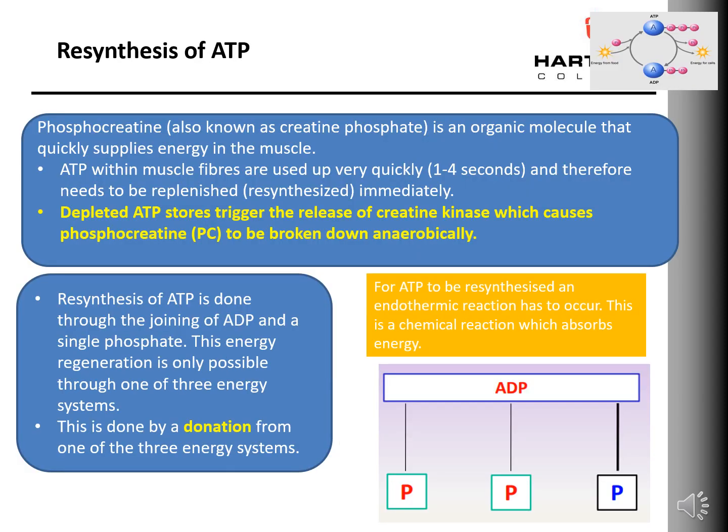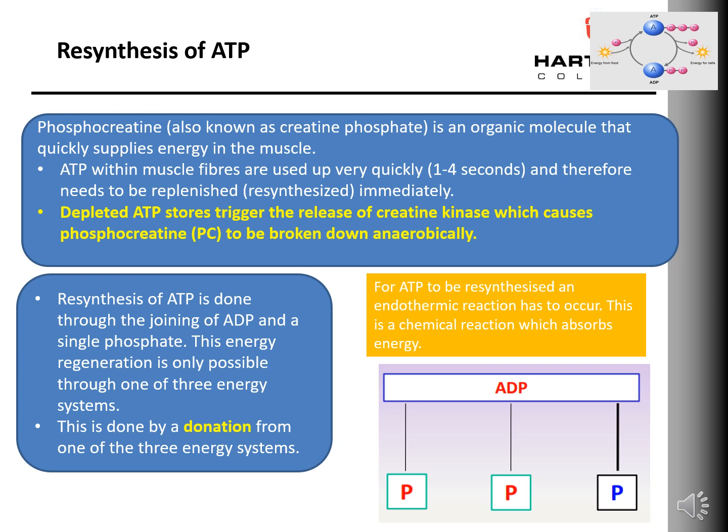So we have resynthesis here of ATP using the ATP PC system. Phosphocreatine is also known as creatine phosphate, so you might see that online if you are Googling these systems. I would recommend just following my slides. It's an organic molecule that quickly supplies energy in the muscle. Remember, we talked about ATP being our currency. So ATP within the muscle cells is used up very quickly, for 1 to 4 seconds, and therefore it's got to be resynthesized immediately. So depleted ATP stores trigger the release of the enzyme creatine kinase, which causes this PC molecule to be broken down anaerobically.